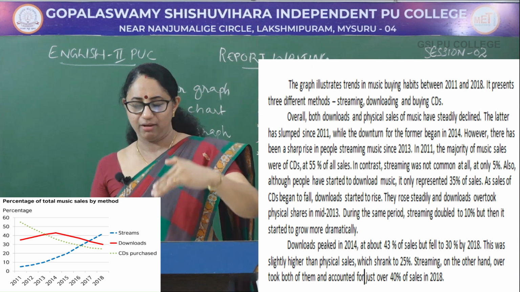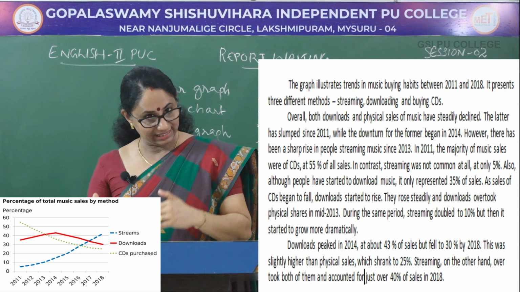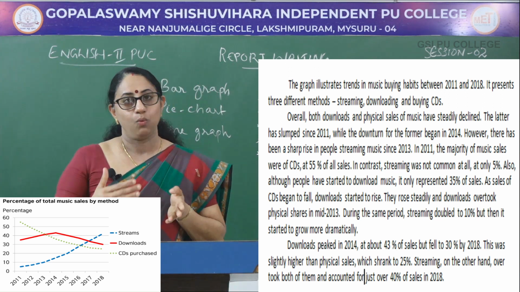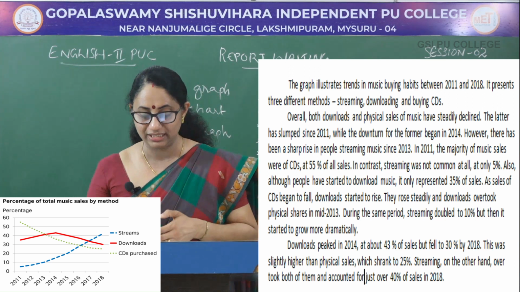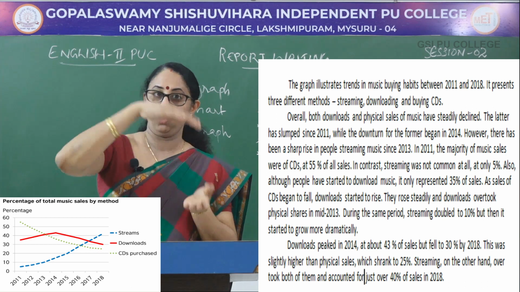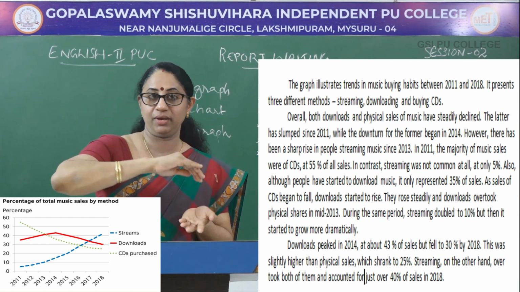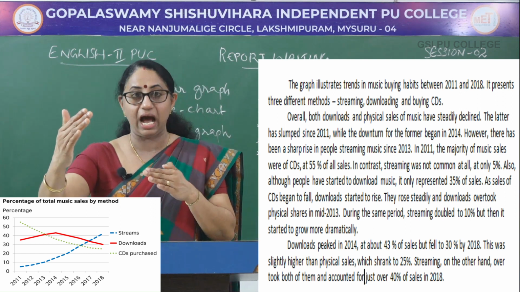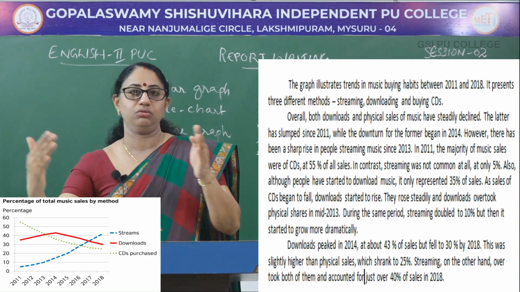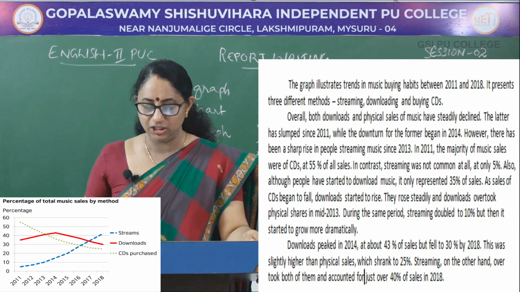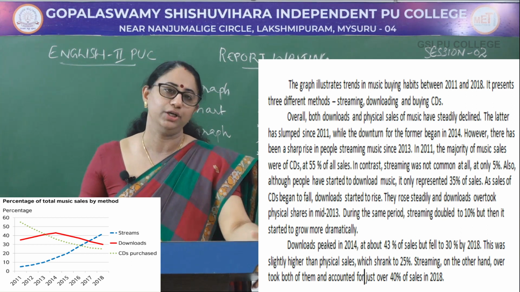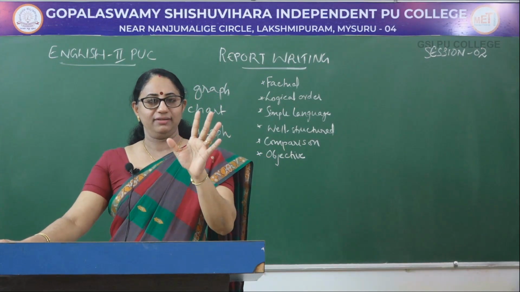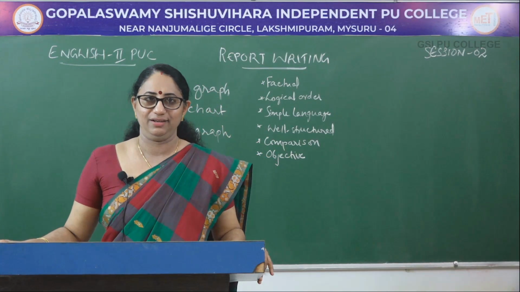So what is the conclusion? Downloads have come down, and what is the percentage that they have in 2018, and then what about the physical sales, what about the CDs, and then streaming, which overtook, that is the pattern, streaming which was just 5% in 2011, it just overtook the other means and then accounted for 40% of sales in 2018. This is our conclusion. So we have written introduction, then the body, and then the conclusion.